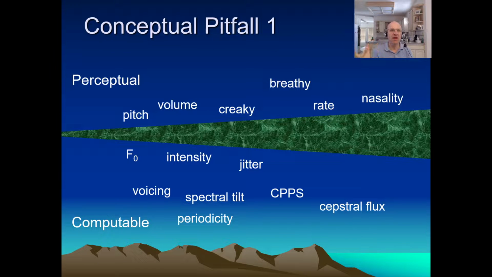So, over time, I think science will advance. We will have features that better represent percepts like creaky voice, breathy voice, and rate, but there's always going to be some gap between the perception and the automatically computed features, something you always need to be aware of. So forgetting that would be one pitfall.